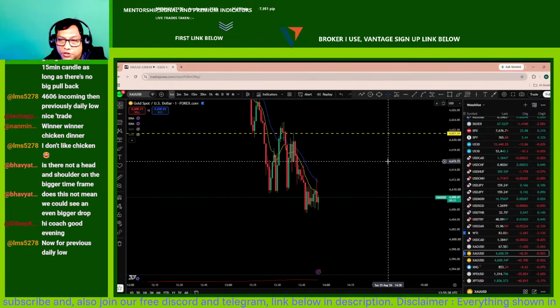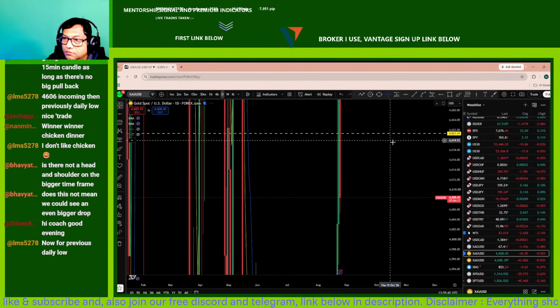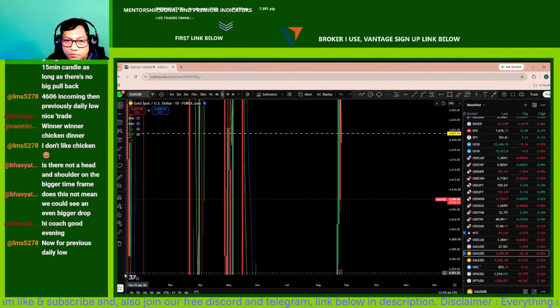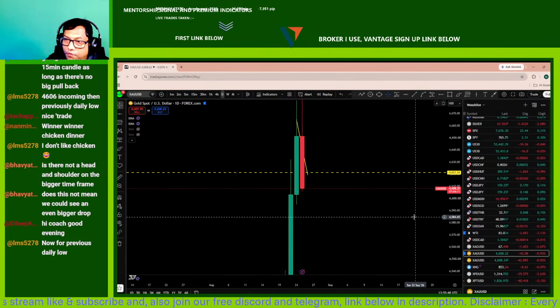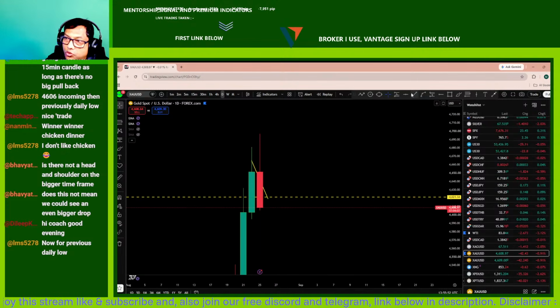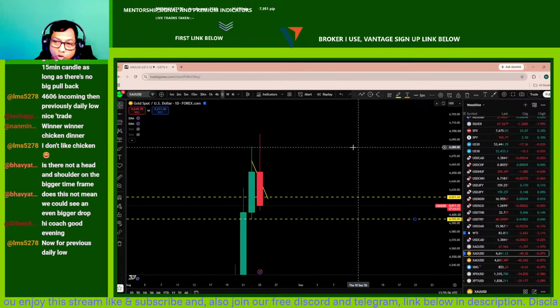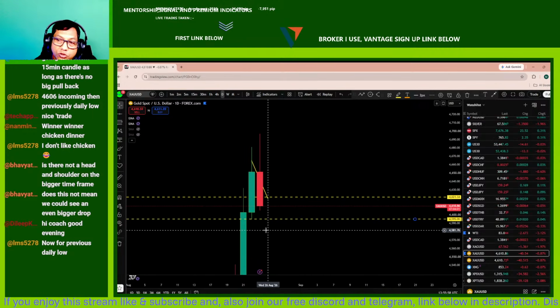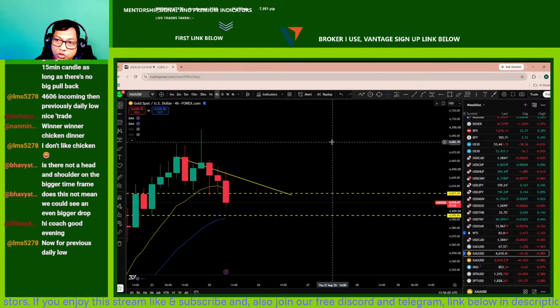Now for the previous daily low, that's where the previous daily low is. The market is almost there. That's why I'm hesitating to sell here, because the price is now most likely to hit that level and then try to bounce back again.